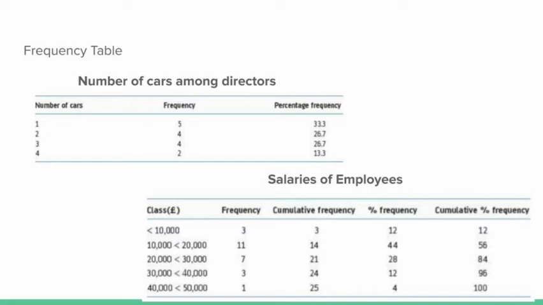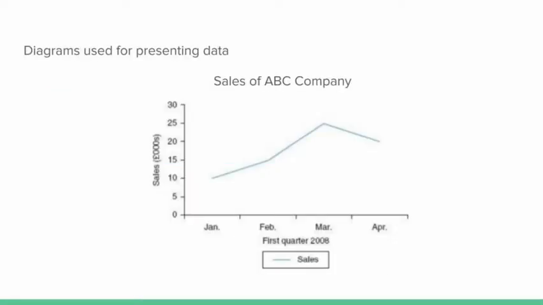We have plus 10,000 in each row. Shown on screen is another example of graphical presentation of data. So we use the line graph. It describes the sales of ABC company in the first quarter of 2008.